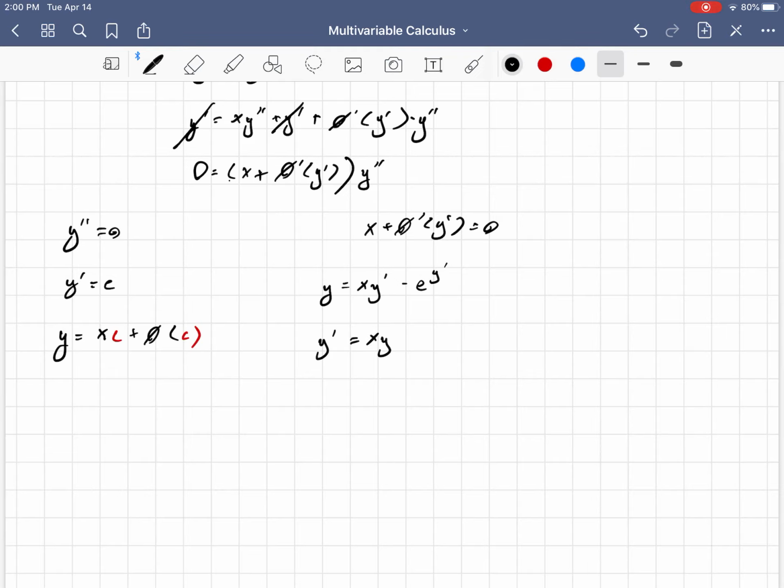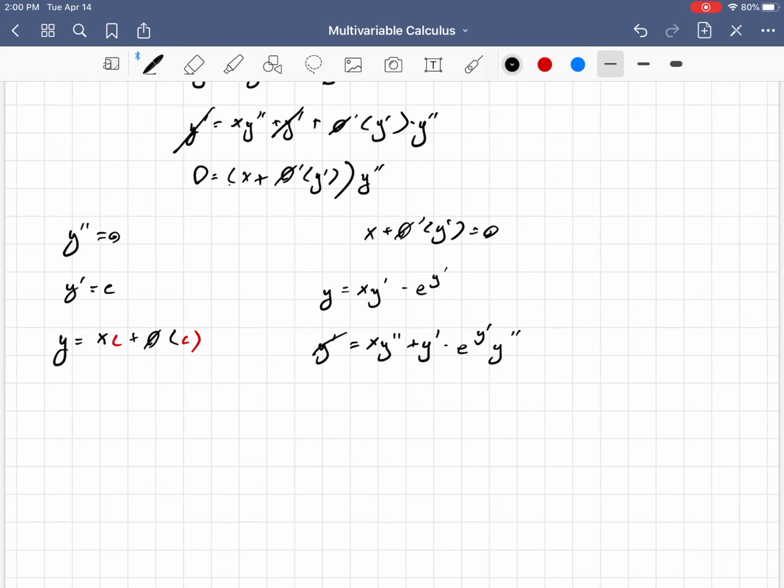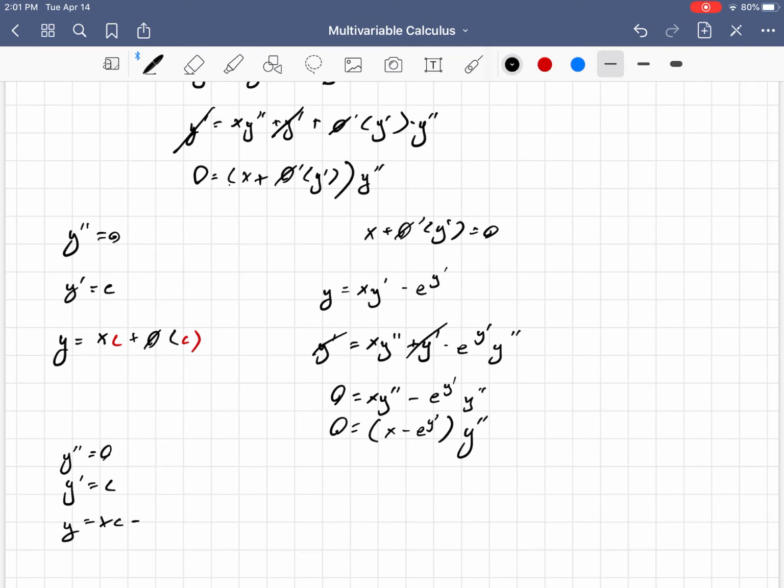As an example, if we had y equal xy prime minus e to the y prime, we could differentiate both sides, and we get y prime equals xy double prime plus y prime minus e to the y prime times y double prime. Ooh, cool. We can cancel these out. We can get 0 is equal to xy double prime minus e to the y prime y double prime. Or in other words, 0 is equal to x minus e to the y prime times y double prime.